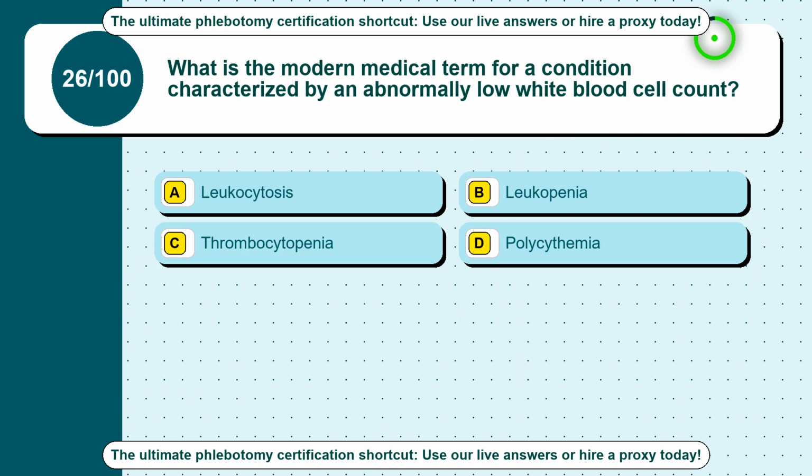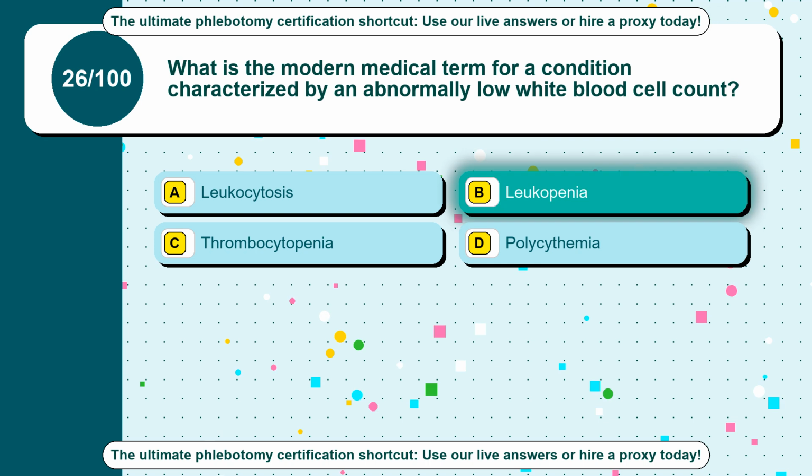Question 26. What is the modern medical term for a condition characterized by an abnormally low white blood cell count? Option A, leukocytosis. Option B, leukoponia. Option C, thrombocytopenia. Option D, polycythemia.